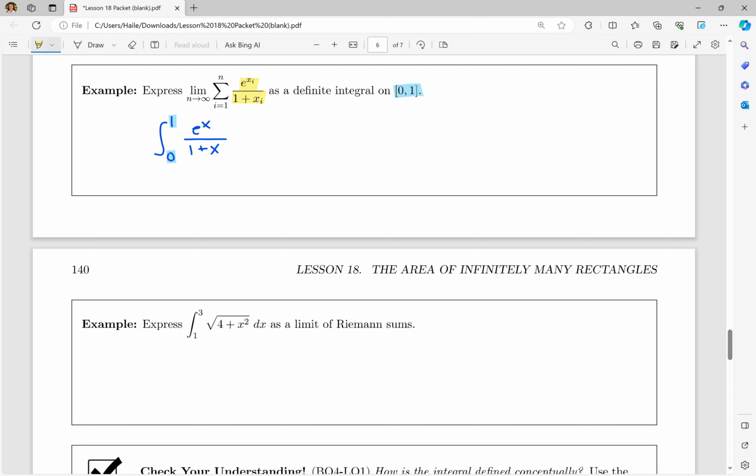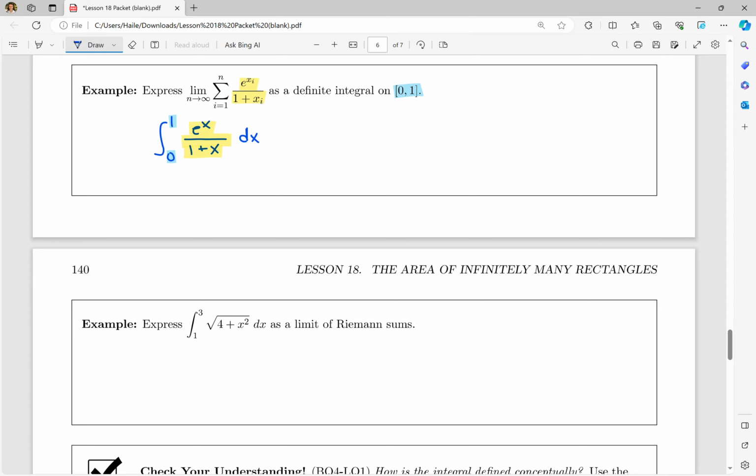Okay, so this matches up with the yellow. And finally, I can't forget to write that dx. Every integral, you need to make sure you have a dx after your function, or d whatever the variable is. Okay, so that's it. That's how we express that as a definite integral.